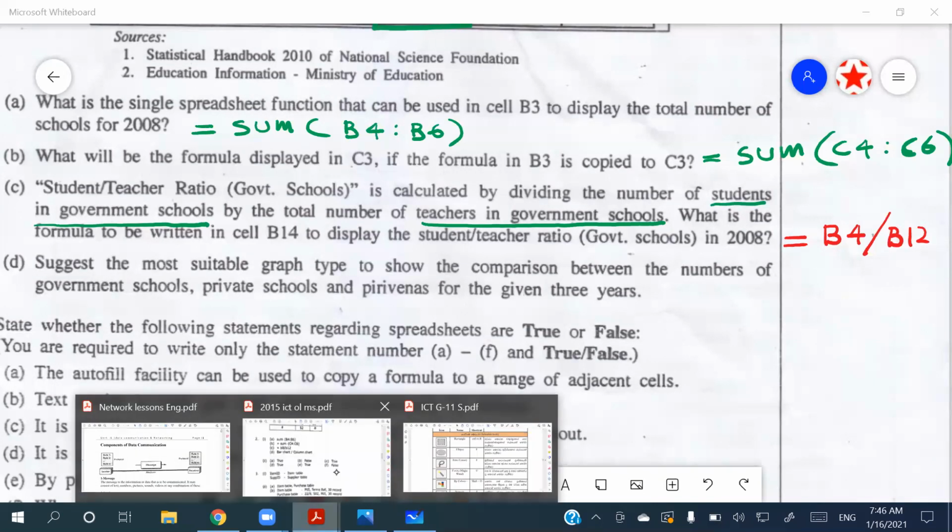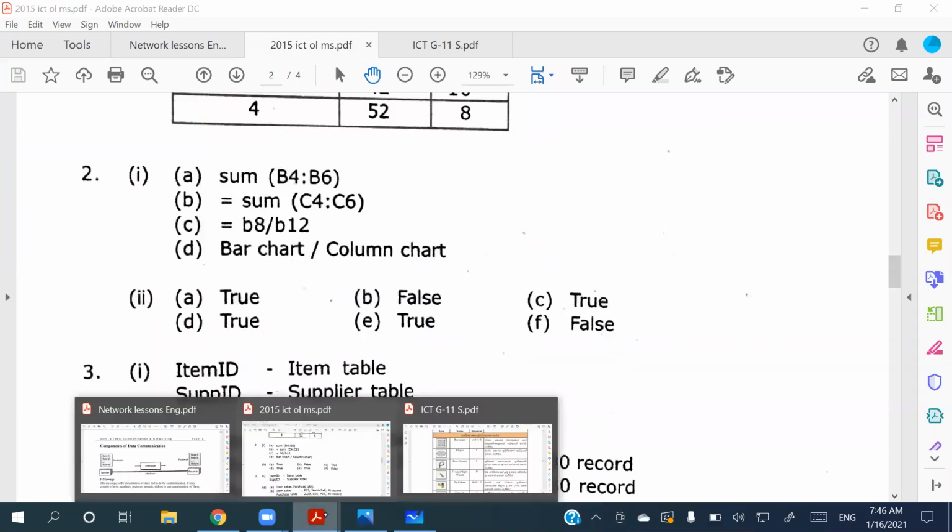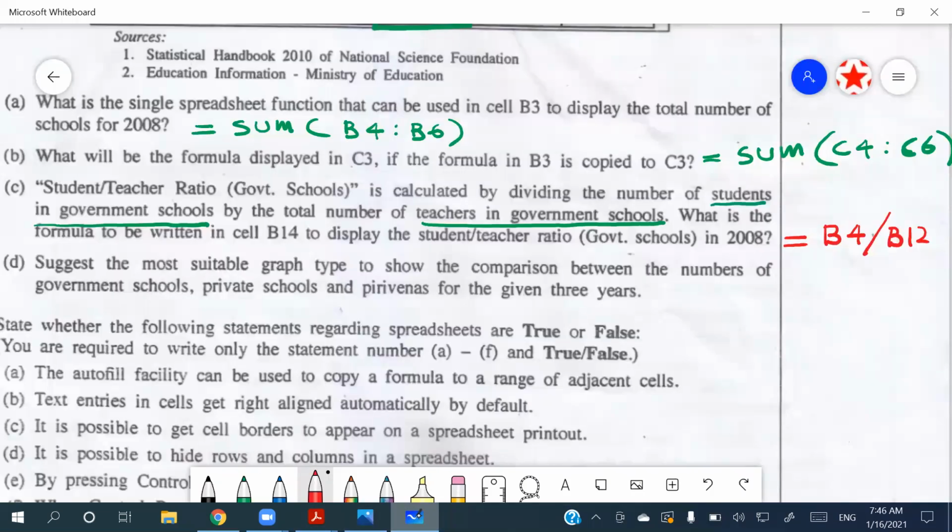Let's refer to the marking scheme as well. Oh my God, it's not B4, it's B8. What was the mistake I made? Did I refer to the incorrect one?